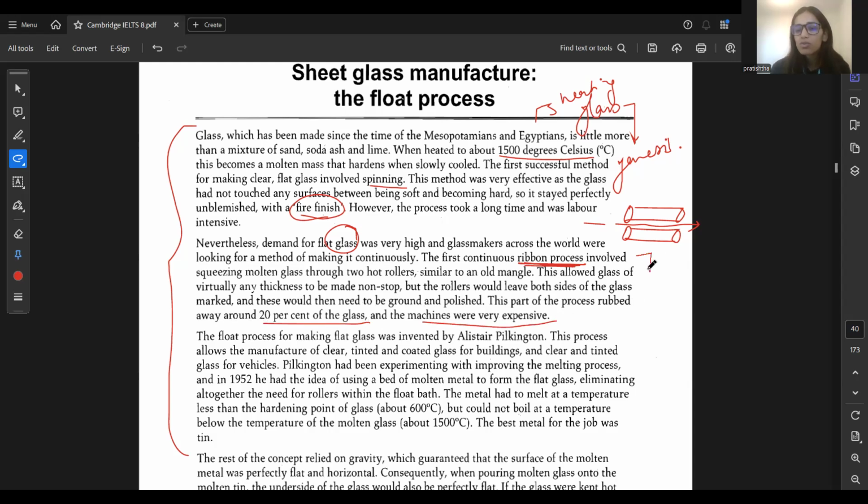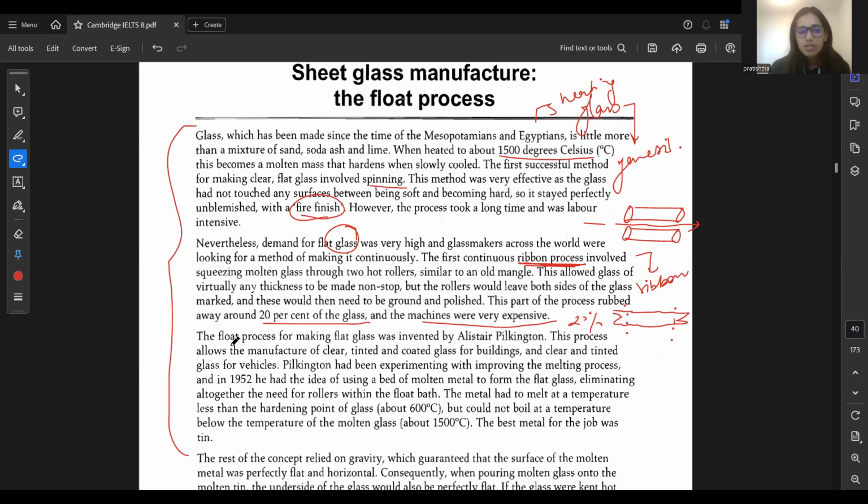So again, it's the roller part, right, and the ribbon process. So if you just imagine how is the ribbon? Ribbon looks something like this. So again, it's just explaining that this portion was supposed to be trimmed, which meant almost 20% of the glass was trimmed, right? And it was the ribbon process.